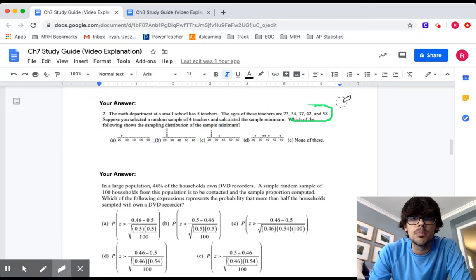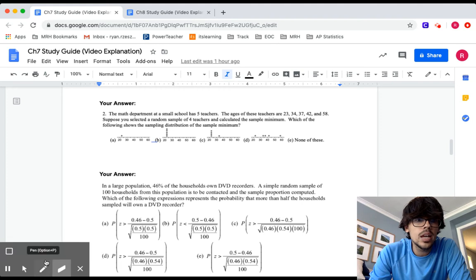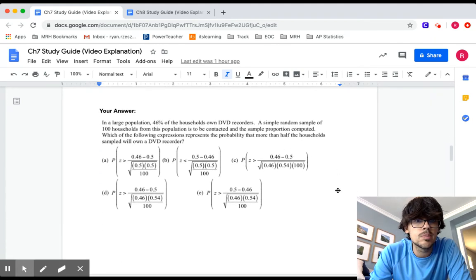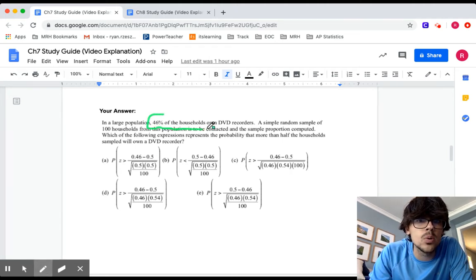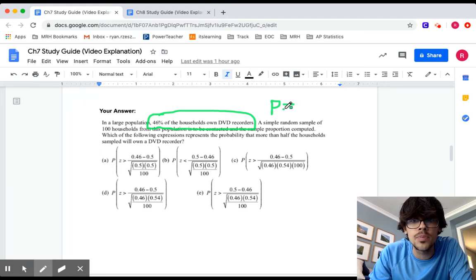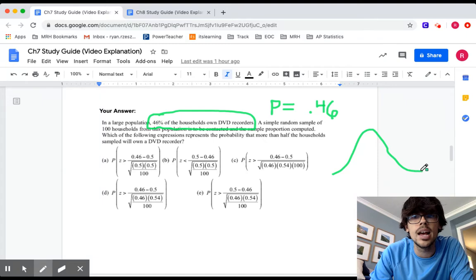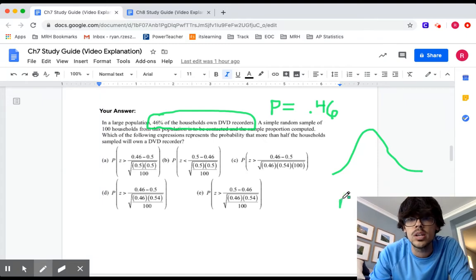So our third problem here, moving on, is looking at the percent of people that own DVD recorders. This is probably an older question. The 46% of households own a DVD recorder, according to this problem. So that 46% is assumed to be the actual population value. So our real P is going to be 0.46 in this problem. And what you would need to do, the sampling distribution of p hat is approximately normal as long as your conditions are satisfied.